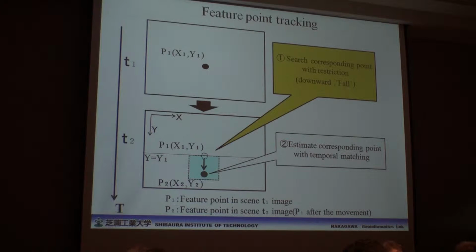Next, feature point tracking. In searching for the corresponding point, we search for the corresponding point with restriction, and the searching range is restricted to downward.